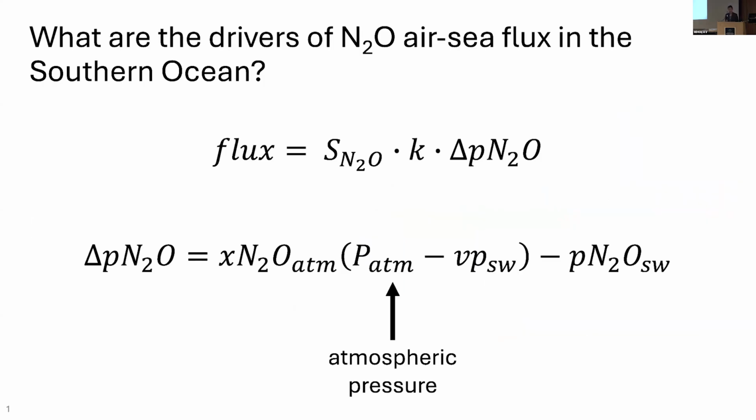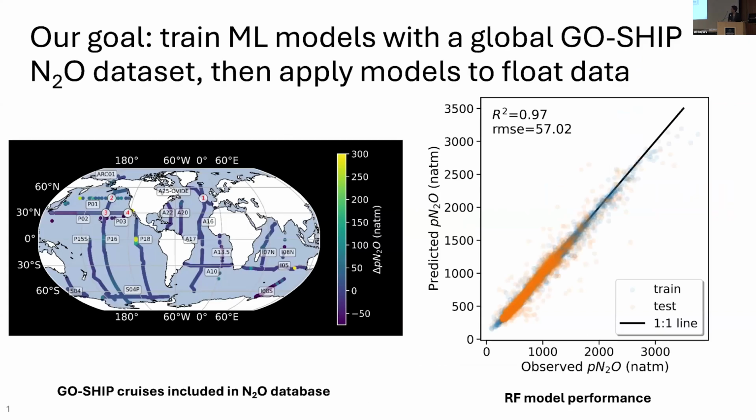So we went about trying to assess nitrous oxide emissions from the Southern Ocean, and we hypothesized that atmospheric pressure was going to play a pretty big role. And the way we went about this is we trained machine learning models on a global GO-SHIP nitrous oxide data set, much of which was generated by Bonnie Chang, who's here today, and then applied those machine learning models to biogeochemical Argo float data.